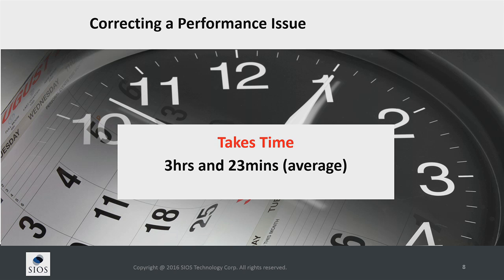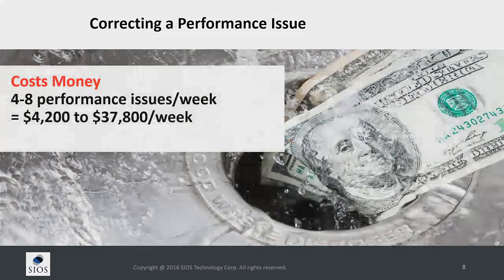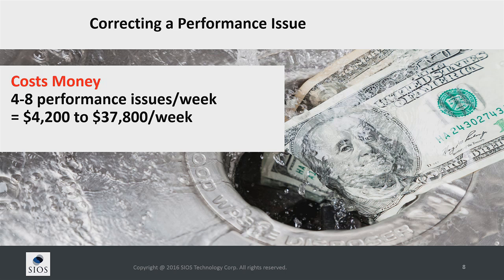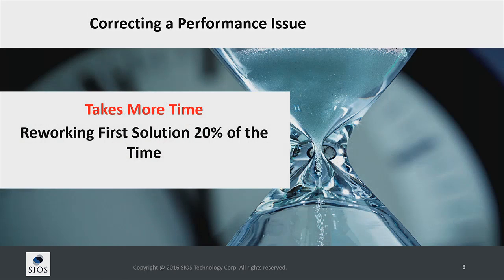So let's take a look at some of the data that we have about our users that run SciOS-IQ. It takes roughly 3 hours and 23 minutes on average to address an issue. As far as the cost, if there are 4 to 8 performance issues per week, it takes about $4,200 to $37,000 per week to address those problems, right? So it's very inefficient and cost prohibitive. And a lot of those problems come back, about 20% of them, because we haven't been able to precisely track them, because we've been reactive. It's always a postmortem analysis, but nothing that we can see in real time and be proactive about.